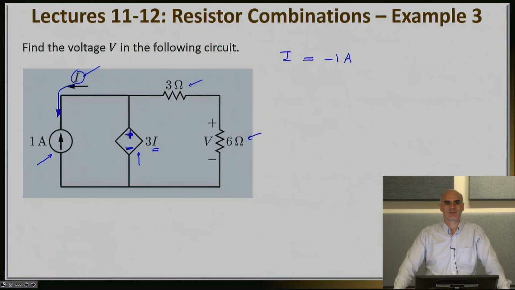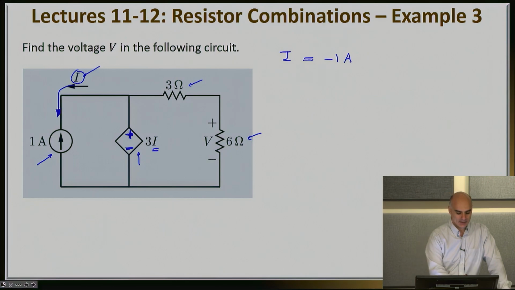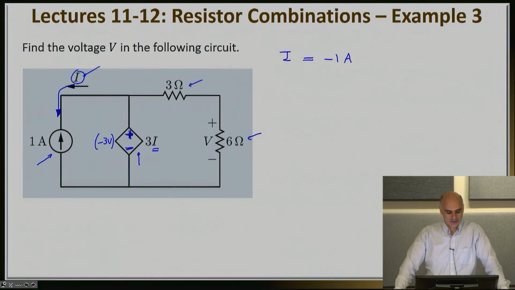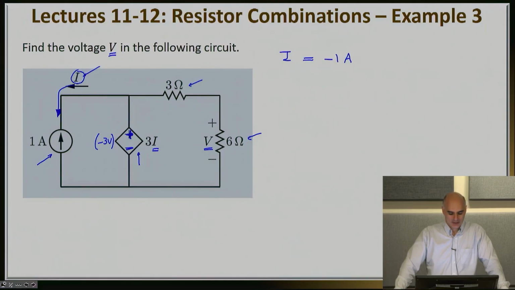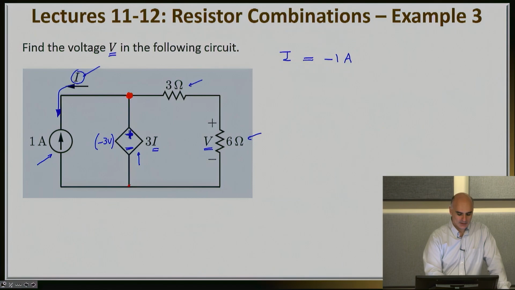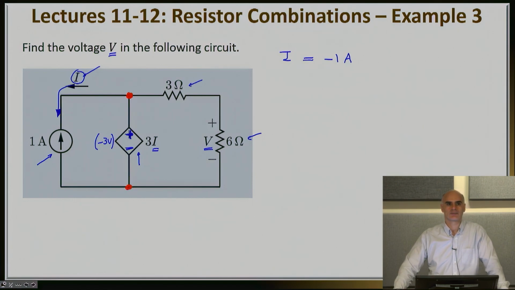I highlighted there with blue the polarity of this voltage source, and 3 times negative 1 essentially will give you negative 3 volts, which is the voltage that this dependent source is creating. So now we know exactly the value of the dependent source. Let's take a more careful look at the circuit. We have to find this voltage V, which is the voltage drop across the resistor with a value of 6 ohms. Now the good thing is that we do know the voltage difference between this red node here and this red node there, which is of course the ground.